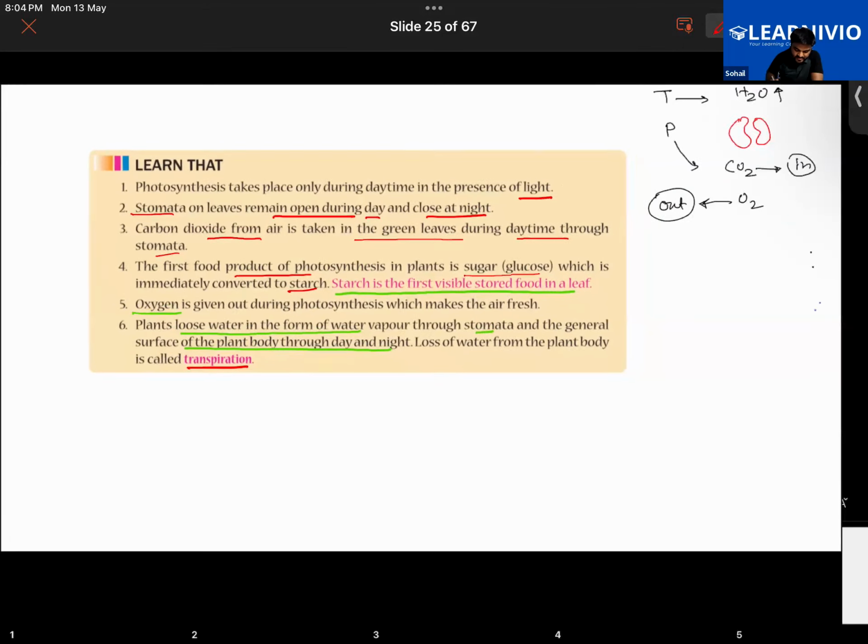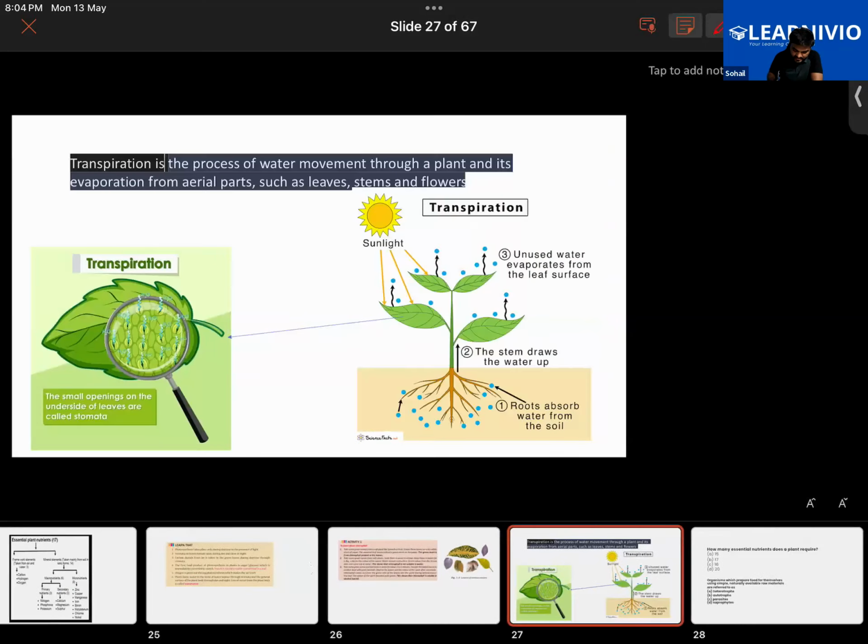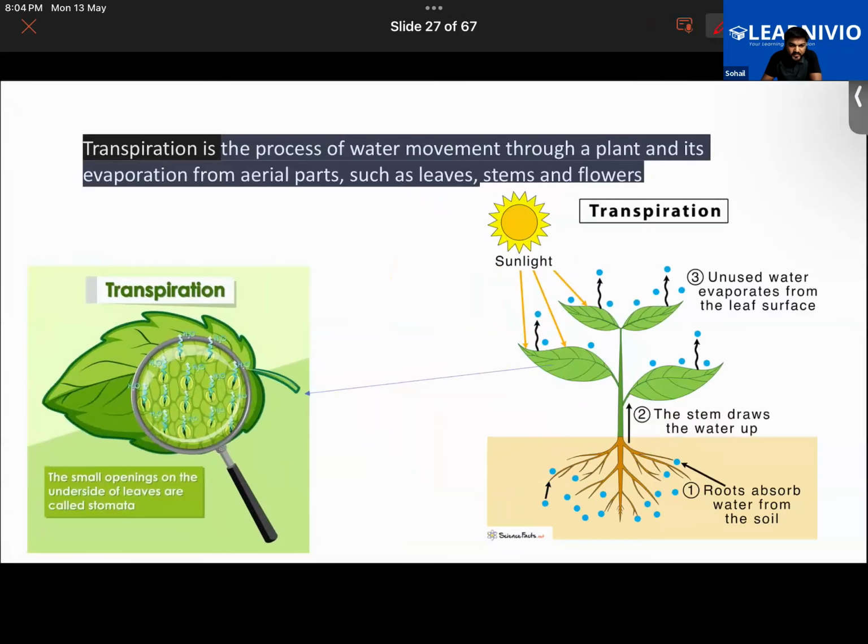That is transpiration. Look at this image over here. Here you can see that there are stomatal pores. These are the stomatal pores found in the leaves. The small openings on the outside of leaves, these are the stomata. And through this, what is happening? Water will be lost. How is it happening?